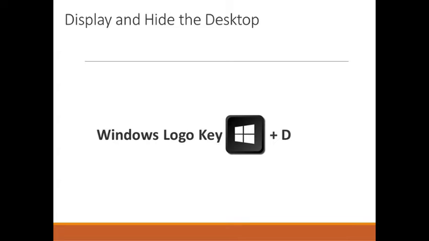The next keyboard shortcut that we're going to look at is the displaying and hiding the desktop shortcut. And this is simply used to close all of your applications that you have open on your computer at once. And so it's clicking on the Windows key along with the D key on your keyboard.